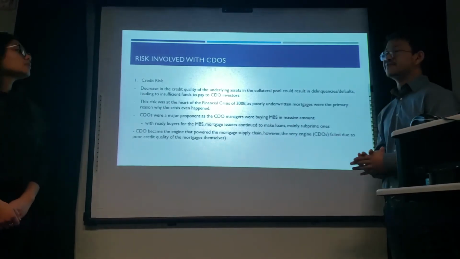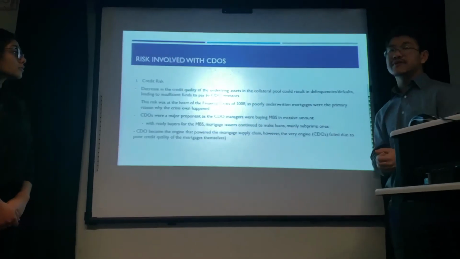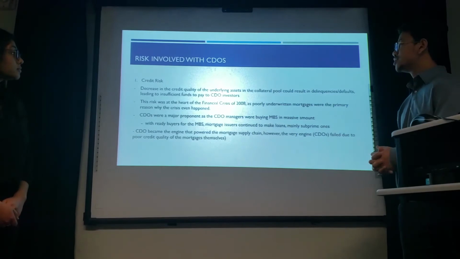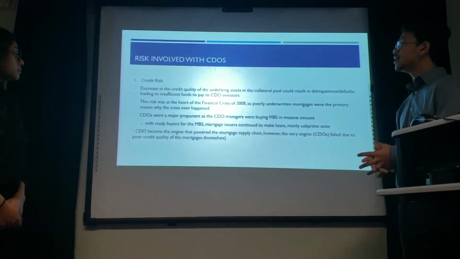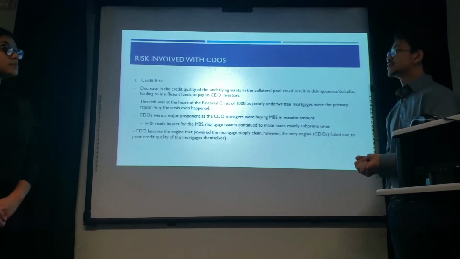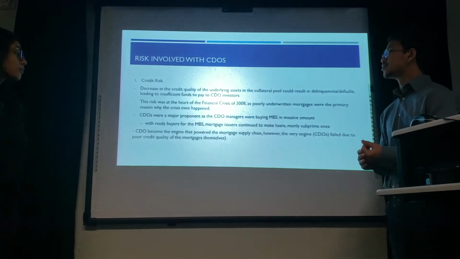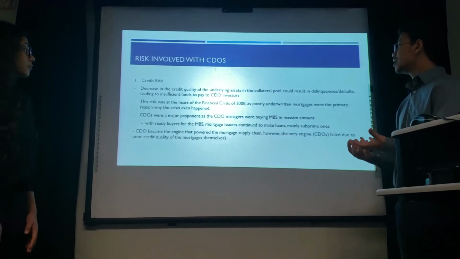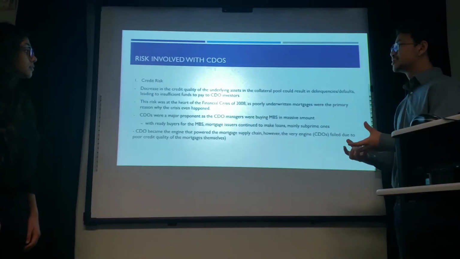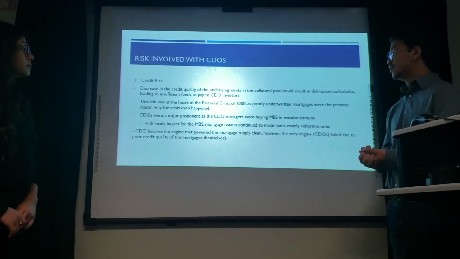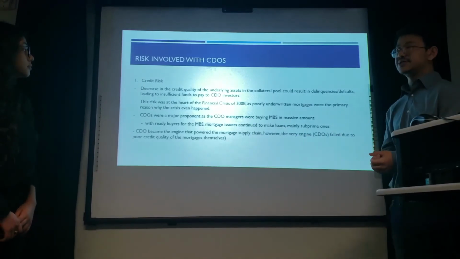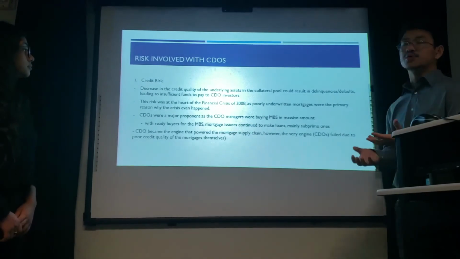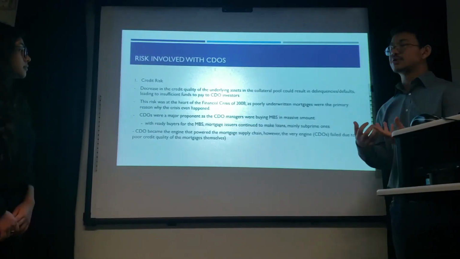There are a lot of risks involved with CDOs, which were really apparent during the financial crisis of 2008, making it one of the worst recessions in the US economy and making CDOs one of the worst performing securities of all time. The first risk is credit risk. It means a decrease in the credit quality of the underlying collateral could result in a high default risk, leading to insufficient funds to pay CDO investors, meaning the collapse of the CDO. This risk was at the heart of the financial crisis of 2008, as poorly underwritten mortgages were the primary reason why the crisis even happened.